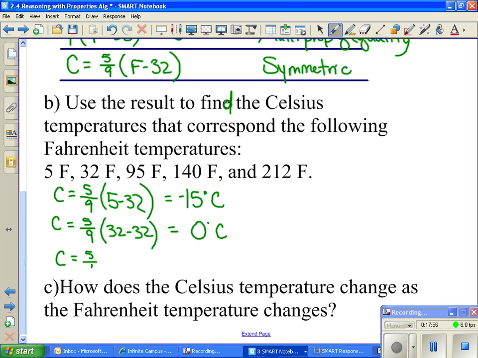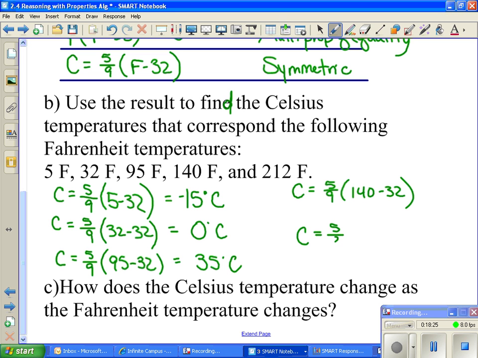C equals 5/9 times 95 minus 32. And you get 35 degrees Celsius. And you go on through. And I'm going to let you do these on your own. You're going to do 5/9 times 140 minus 32. And you're going to do 5/9 times 212 minus 32 and find your answers.